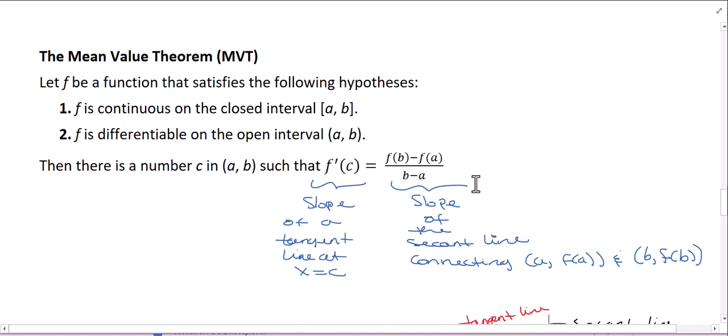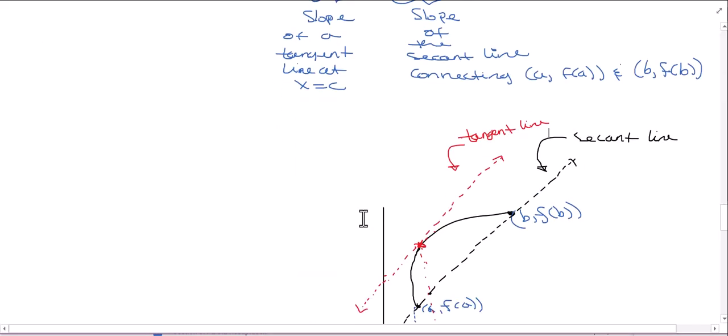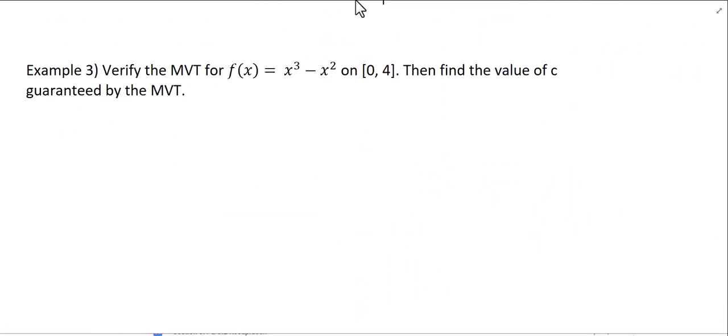Pretty big concept here. Only two conditions: f of x is continuous on the closed interval AB and is differentiable on the open interval AB. So you have to have a continuous function on the closed interval, and the function then has to be differentiable. Remember, differentiable means that the derivative exists on that interval. So let's try an example where we verify the mean value theorem. Verify the mean value theorem for this function on the closed interval 0, 4. And once you verified it, find the value of c guaranteed by the mean value theorem.